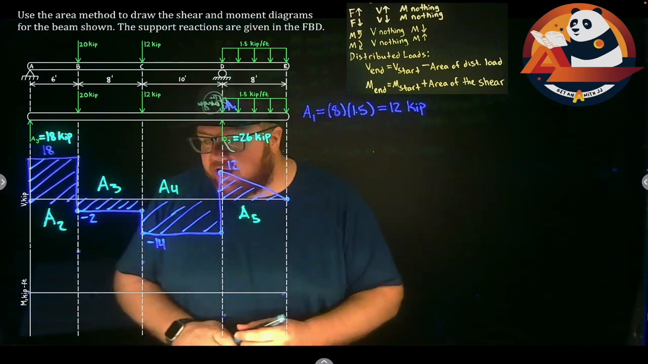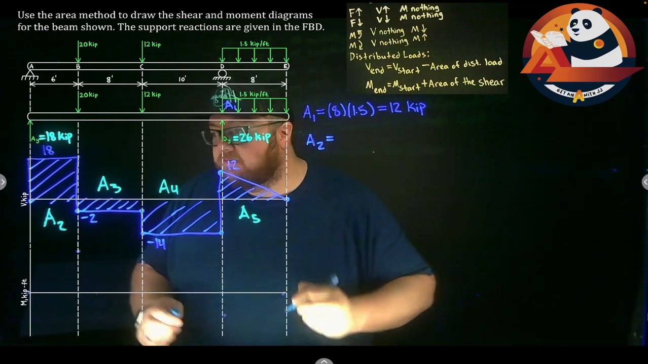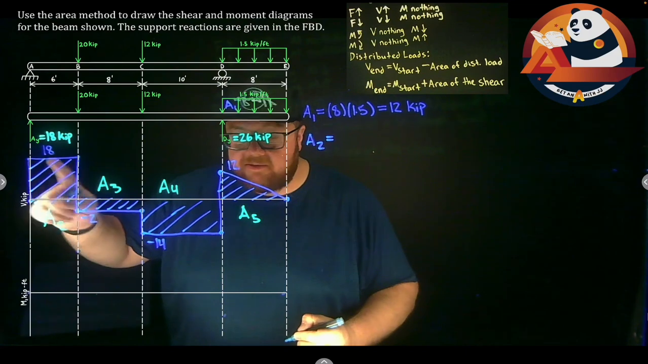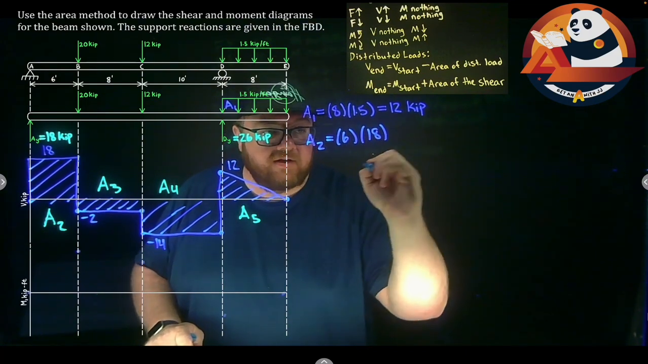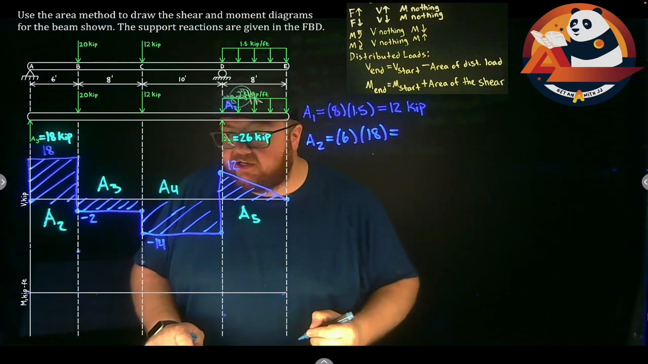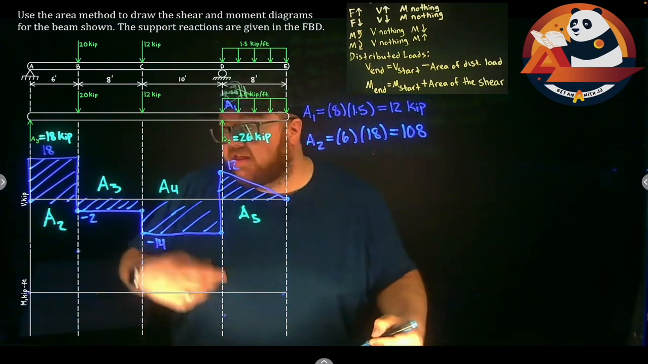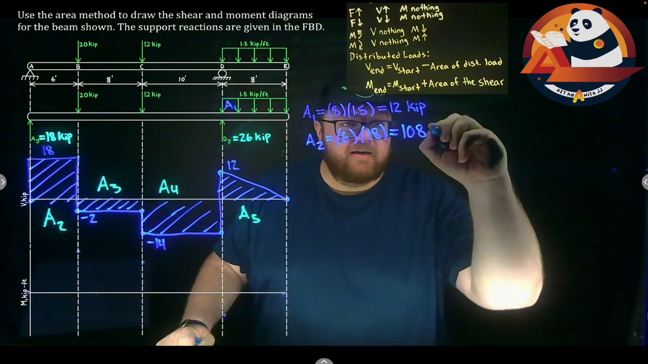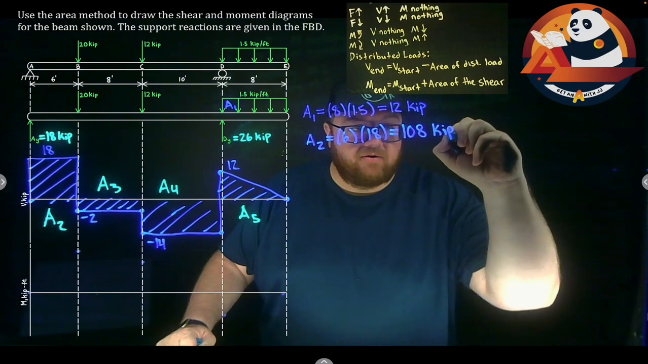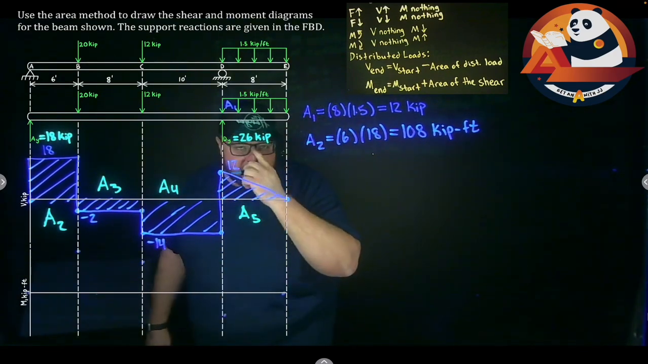So area 2 is a rectangle. Area of a rectangle is base times height. So 6 times 18. This is going to get me that area 2 is 108. And our units here, if we think about that, we have kips for our height, feet for our bottom, kip times feet, or kip feet. That's a moment unit. This is why we can use that to get moment then.